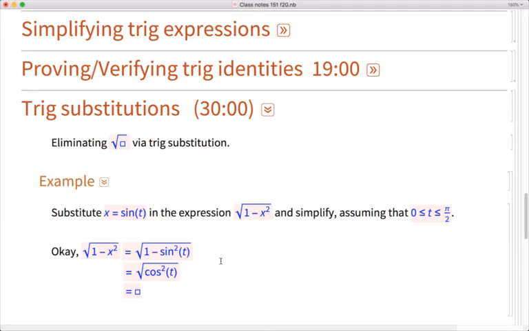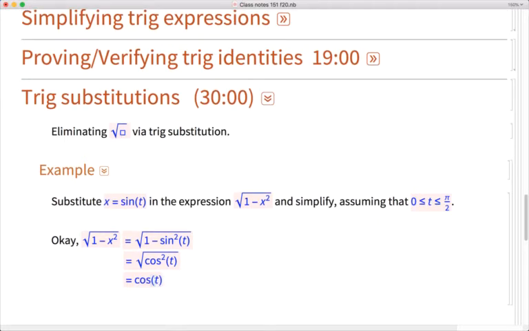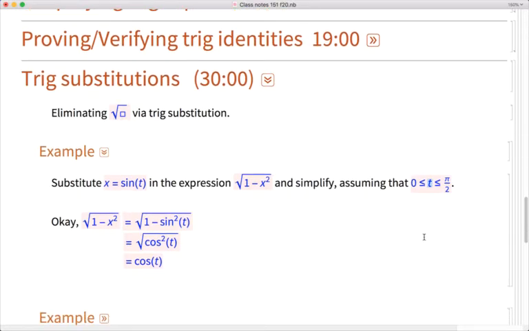And then this other little bit about what's going on here: they tell us to assume that the angle is between 0 and pi over 2. What that means is that the cosine is going to be a positive number. So when we take the square root of cosine squared, it could be either plus or minus cosine, but here we choose the cosine of t because of the t values that we were told about. The t is somewhere between 0 and pi over 2.